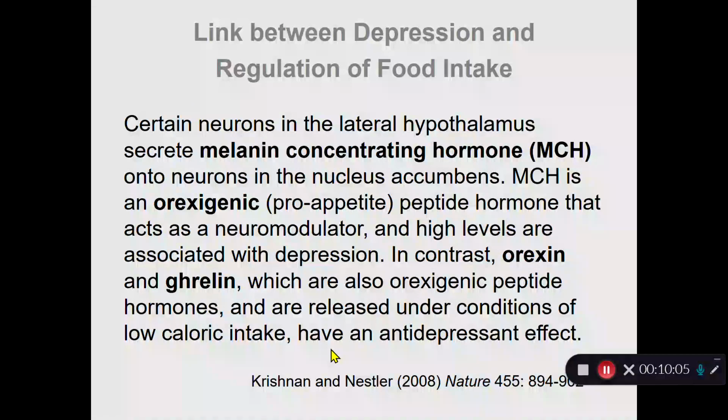Again, very complicated. I think this is interesting in the context of the fact that depressed people can present with different eating abnormalities. Some depressed people eat more, some depressed people eat less. When you understand how complicated the relationship between depression and regulation of food intake is, that heterogeneous kind of presentation among depressed individuals starts to make a little bit of sense, even though the whole picture is very, very complicated.